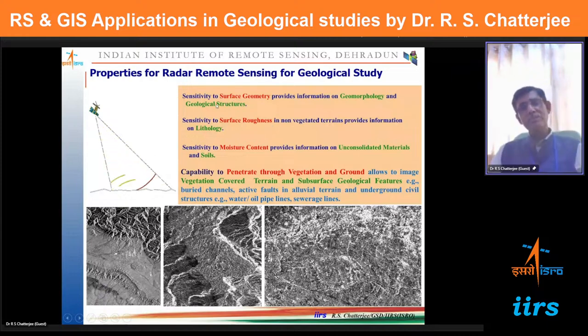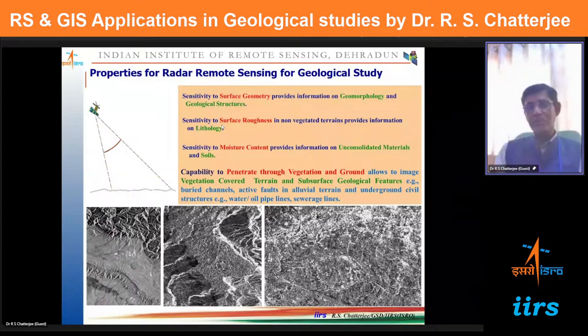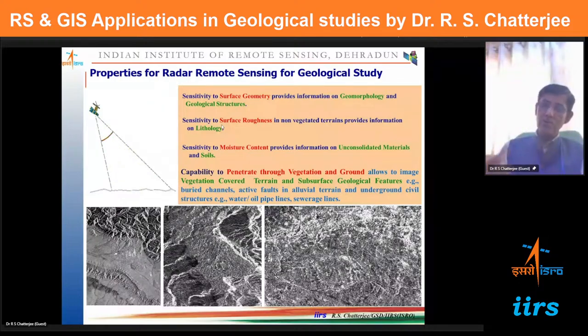Okay, so they're sensitive to surface geometry that provide information on geomorphology and geological structures. Geological structures are highlighted through the topographic elevation differences. Because of that, this geological structure as well as geomorphology itself is a representation of the topographic elevation, slope, and the rate of change of slope, or the slope shape.